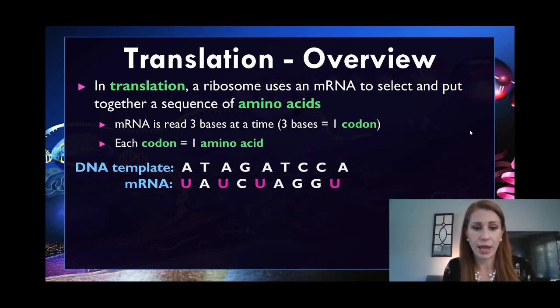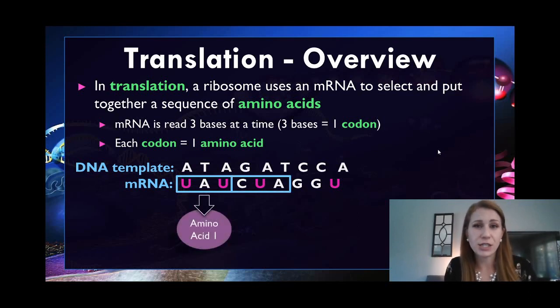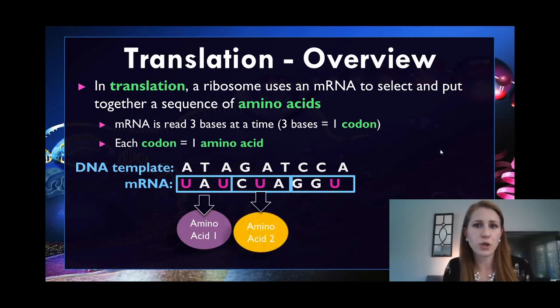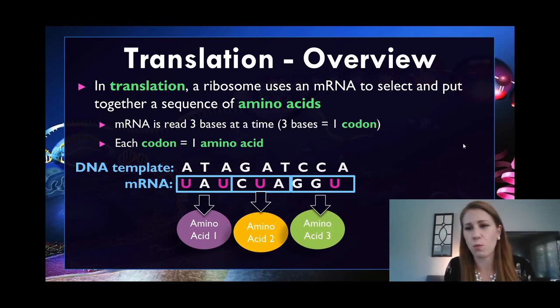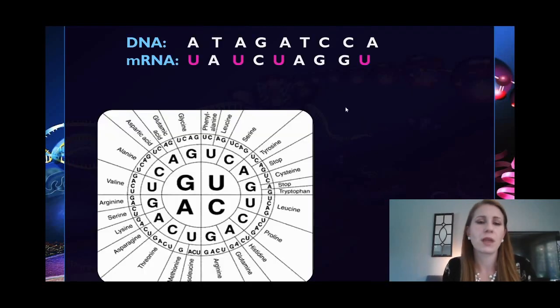So from this mRNA, we can separate it into codons by grouping 3 bases at a time. So UAU is our first codon, and that's going to represent amino acid 1. CUA is our second codon, and it'll represent amino acid number 2. And GGU is our third codon here, and it will represent amino acid number 3. Now, they're going to have specific names, and I'm going to take you through that in just a moment. In order to figure this out, we have to use a codon wheel or a codon chart. I'll show you using the wheel first, and then after that, I'll show you how to use the chart.